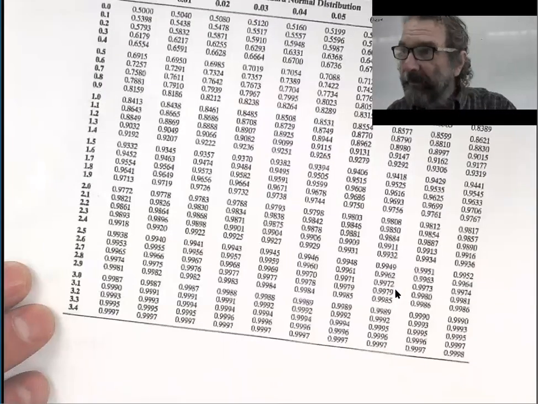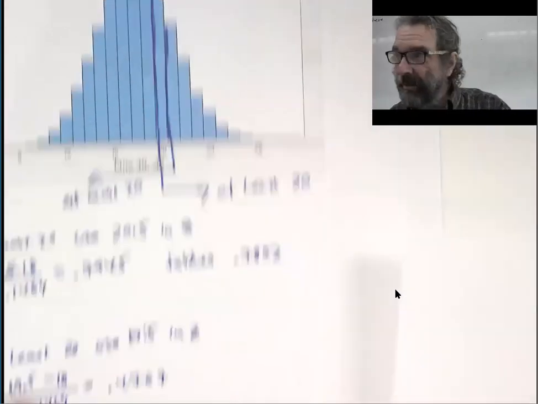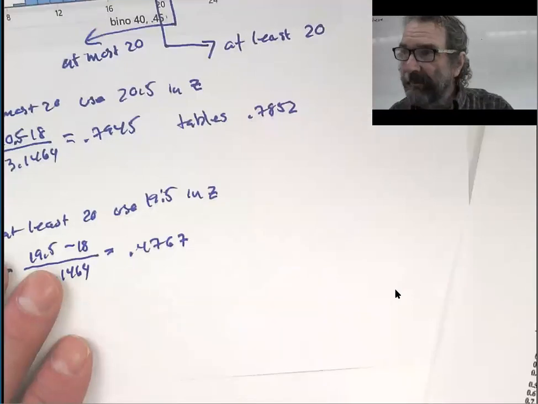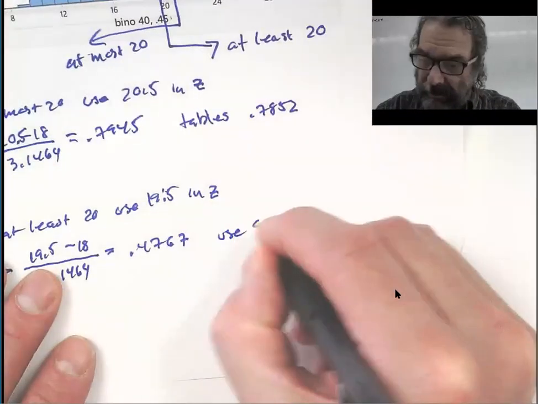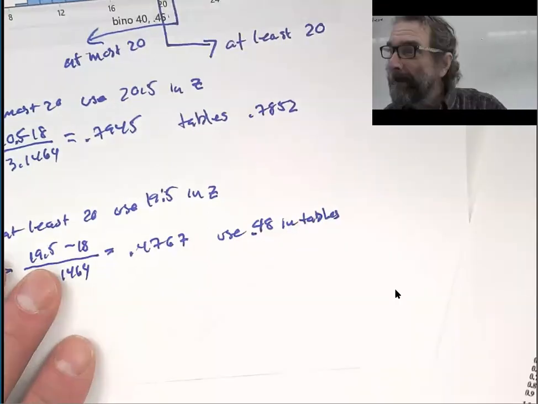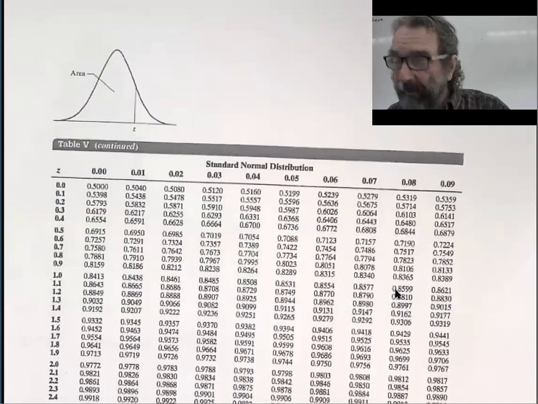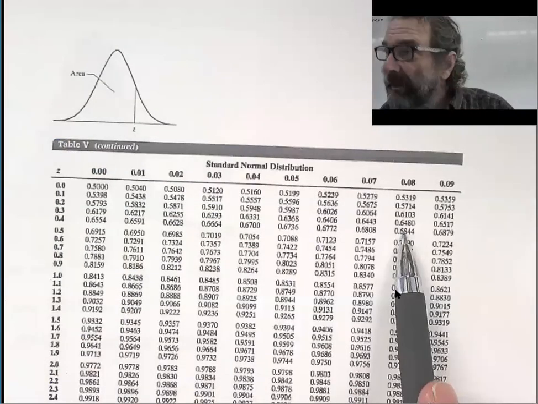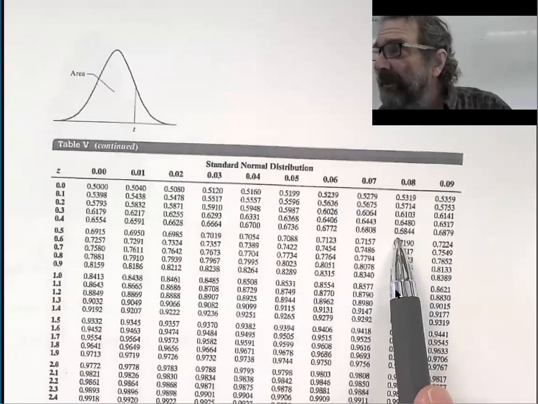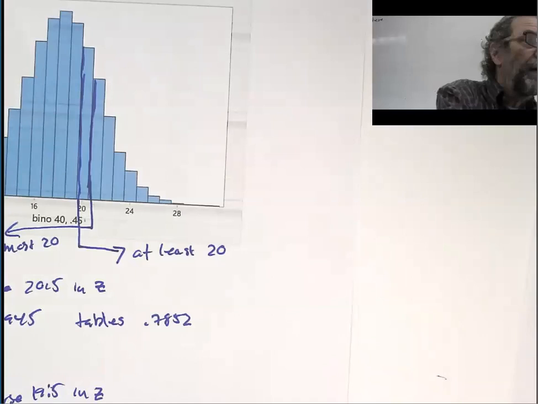For 0.79. And then where the other one is 0.4767, I'm going to use 0.48. Where are we? We're here. Use 0.48 in the tables. So 0.4, this 0.4, 0.48. It's way up here. 0.6844. Okay, so we're getting close. Let me zoom back out so we can see what we're doing here.